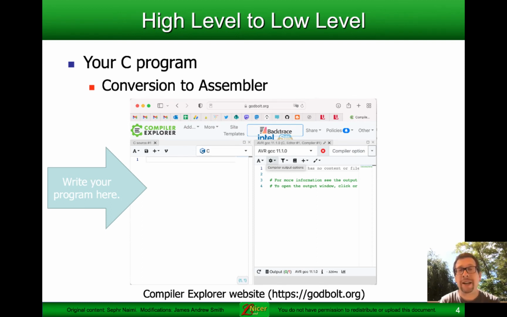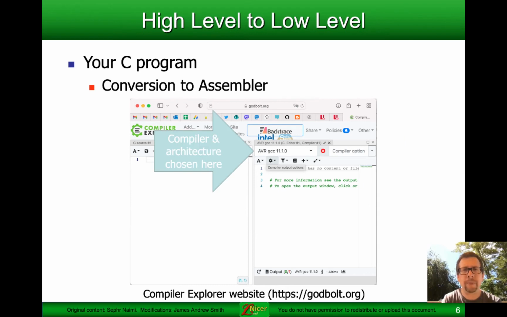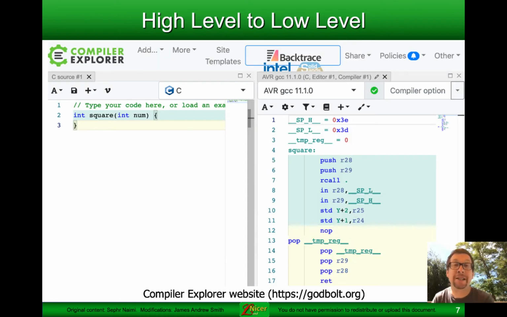And we're going to use a really handy website called Compiler Explorer, where you write your program in C or other languages on the left-hand side, and it gets converted on the right-hand side into the equivalent in assembler based on what the compiler and the architecture want it to do. And here we can set what kind of architecture and what kind of compiler we want to use, in this case, the AVR series of processors using the GCC compiler version 11.1.0. All right, let's take a look at an example.